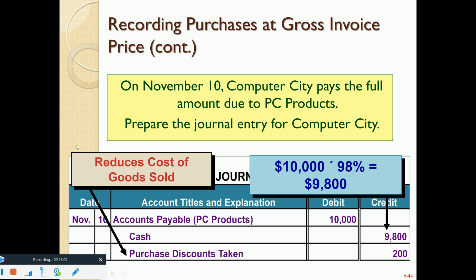All right, so it goes as a reduction. The inventory cost less than what we originally anticipated. That is the reason why we would reduce cost of goods sold with that $200 discount.